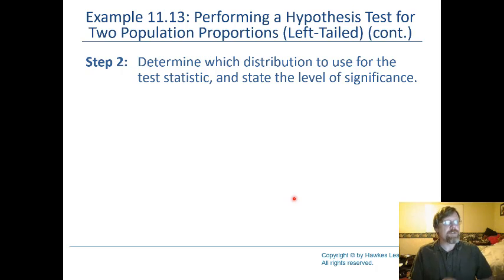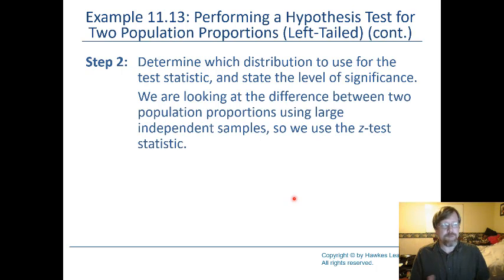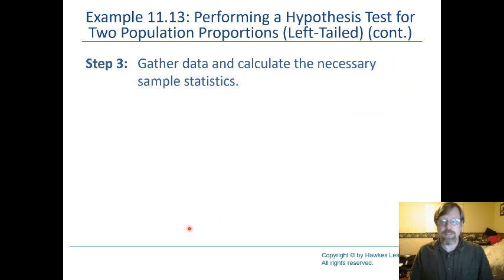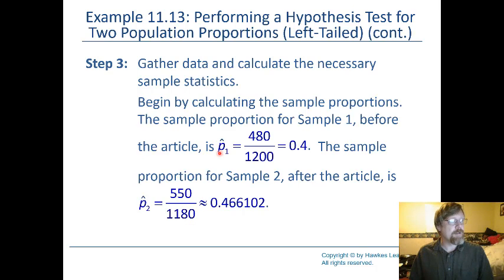All right, so which distribution do we want to use, and what test statistic is appropriate, and what is our level of significance? We're looking at the difference between two population proportions with large independent samples, so we're going to use a z-test statistic. The level of significance was given as 0.05. So what do we have here for our necessary statistics? Sample proportion 1 is 480 over 1200, or 0.4. Sample proportion 2, 550 over 1180, is about 0.466.